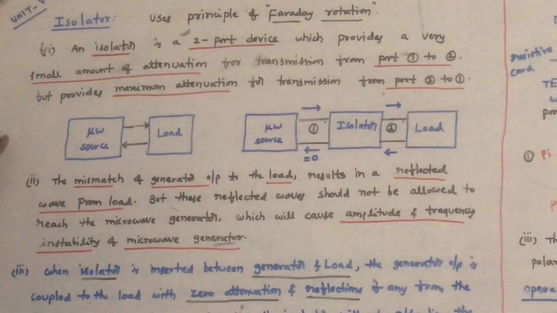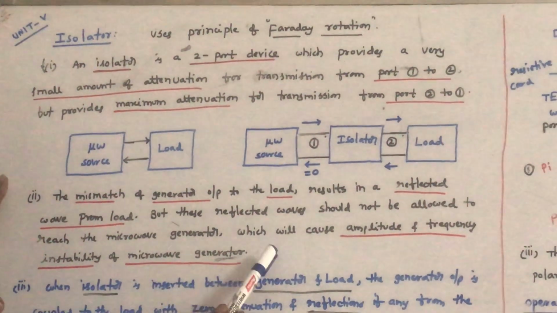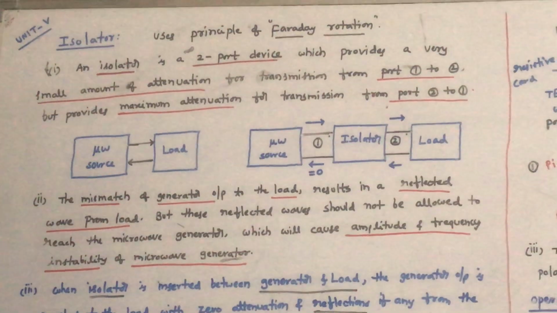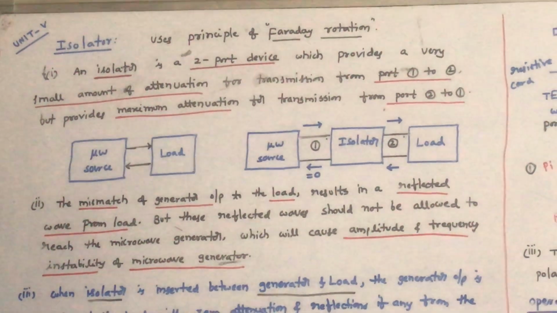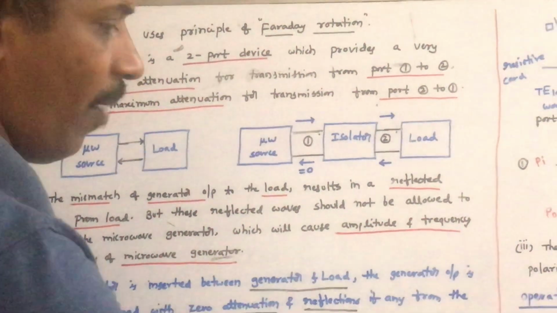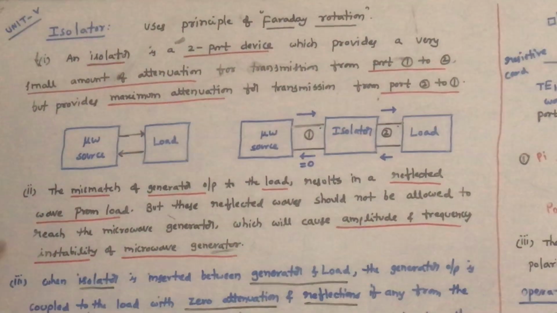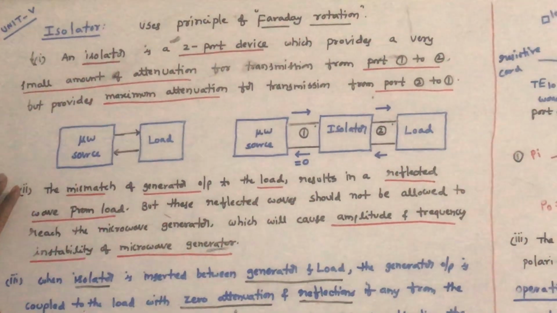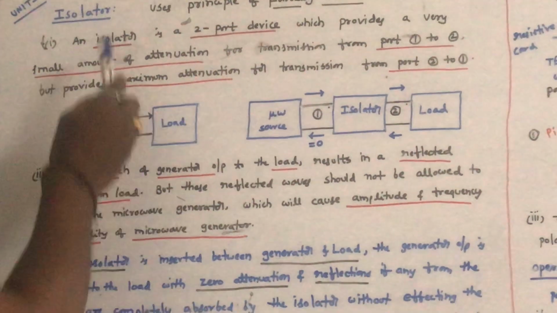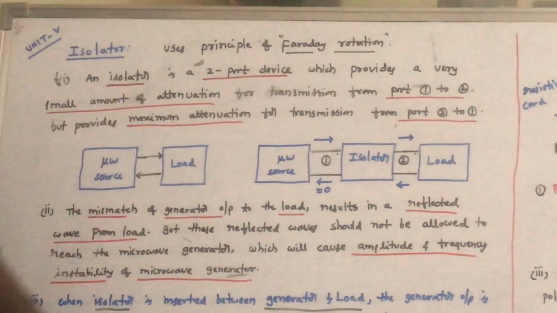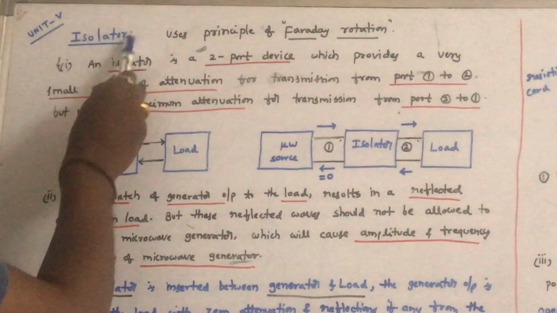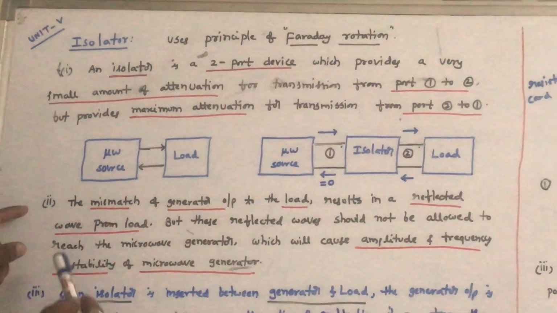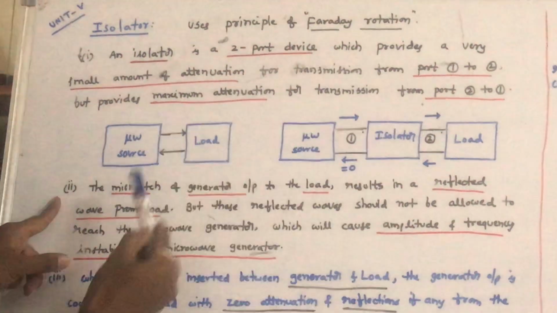Let us see why this isolator is used in microwave benches, and in the next sections we will see the construction of this isolator, and then the operation of the isolator. Let us see why this isolator is used in microwave laboratories. This is a very important device, and the isolator is a part of the microwave bench in microwave laboratories.